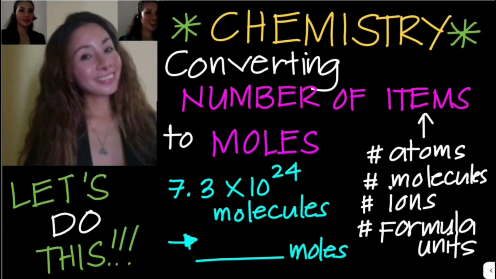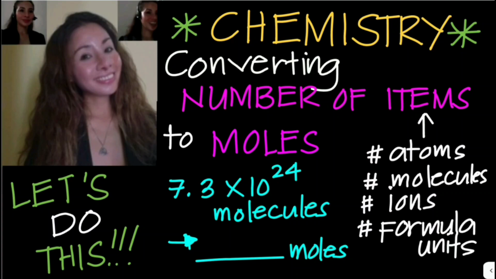In the previous video, you learned how to convert number of moles to number of items. But in this video, you will learn the other way around by converting the number of items to number of moles. When we say number of items, we're referring to the number of atoms, molecules, ions, formula units, and so on. So how are we going to convert number of items to number of moles?